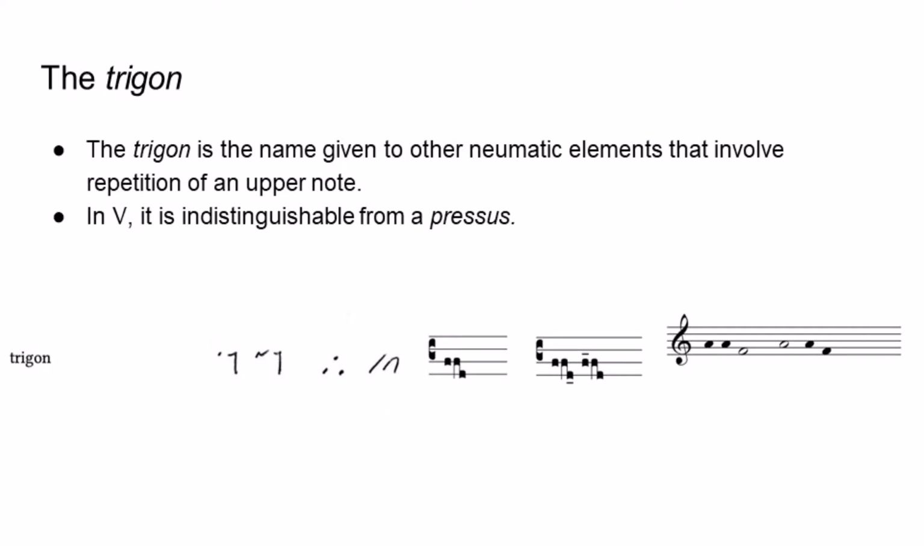Trigon is the name given to other pneumatic elements that involve repetition of an open note. In the Vatican edition, the most typical form is indistinguishable from a pressus. In this and the following lesson, we focus on cursive and partially cursive forms. The analogous non-cursive form should be immediately recognizable to anyone who has diligently studied Parts 1 and 2.